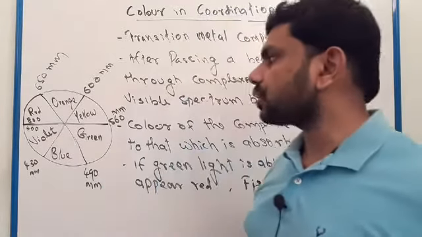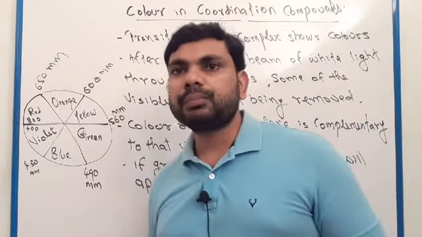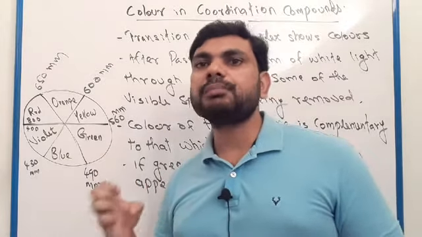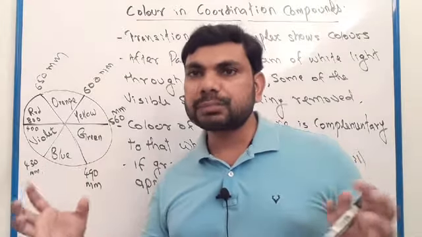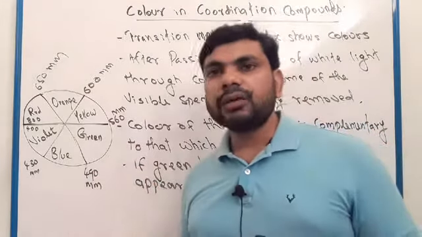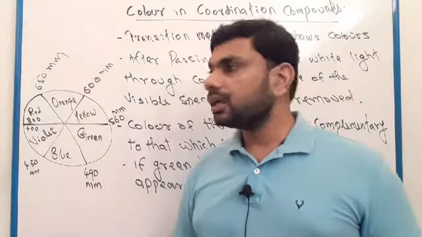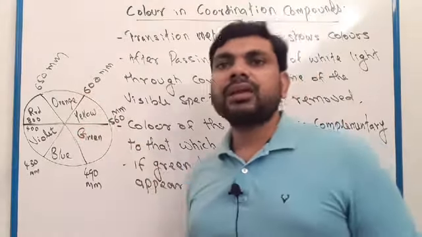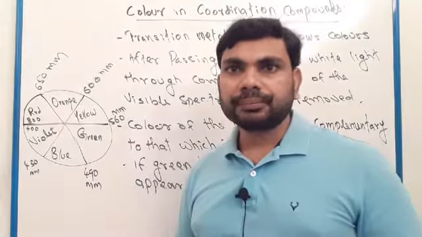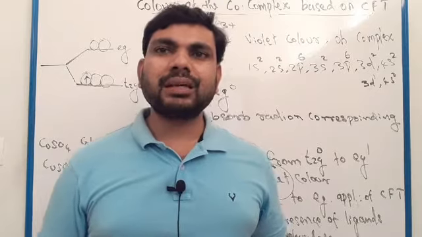So a coordination compound is a compound which contains a transition metal, and they form different types of color. When we pass a beam of white light through a coordination compound, it will absorb some of the radiation from the visible spectrum, and the color of the coordination compound will be the complementary color of the light absorbed. The color wheel helps to predict this. Clear? Next we have to discuss the color of coordination compounds based on crystal field theory.